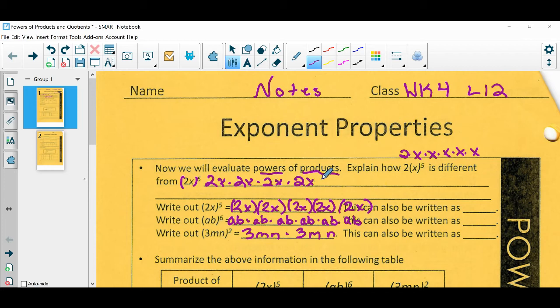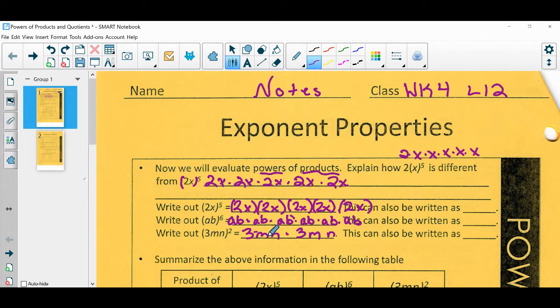Okay, 1, 2, 3, 4, we need one more. So here, when we see it outside, there's 1, 2, 3, 4, 5 factors of 2x, and 2x is a product, right? A times B, that's a product. We're multiplying these two factors of A and B. How many times are we multiplying it? 1, 2, 3, 4, 5, 6 times. And here, 3mn is also a product, and that's to the second power, right? So 2 factors of that.